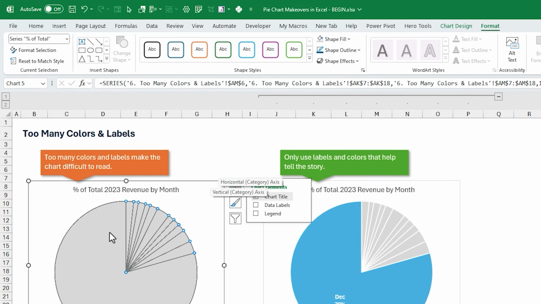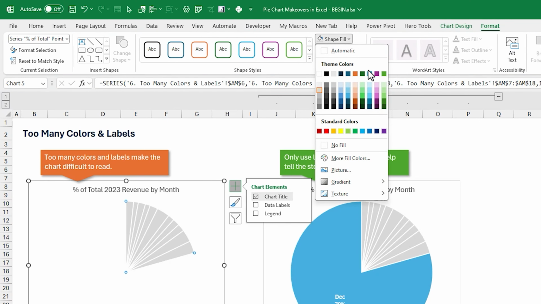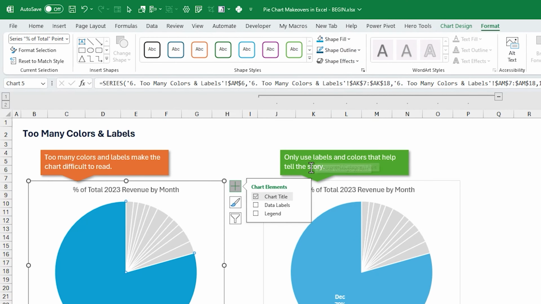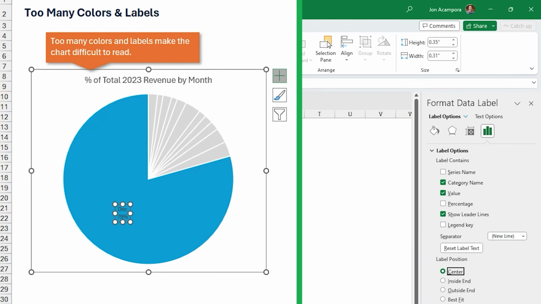And then we'll just select the December slice here, just the large slice. We'll go up to shape fill again here, and we'll choose this blue color. Then we will go to data labels, and we're going to choose more options. And here I'm going to select category name to display that as well as the value. For the separator, we'll choose new line, and we'll choose the label position as center to center the label here.